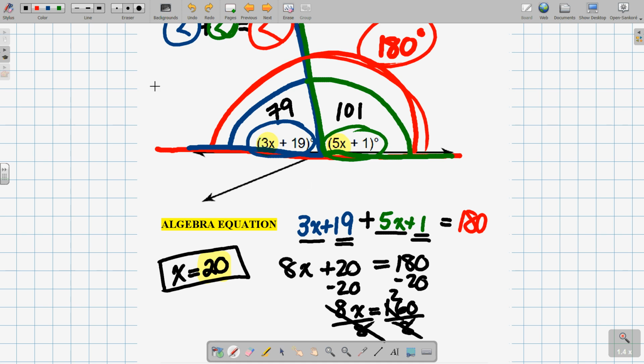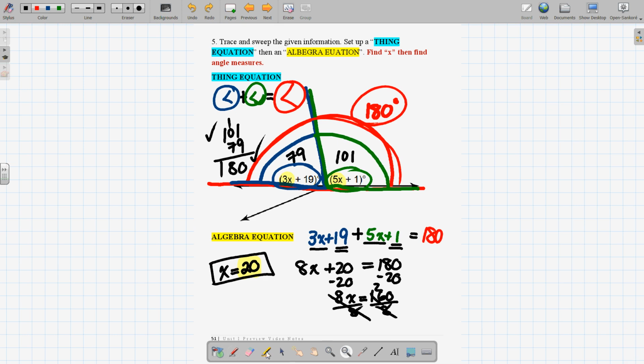Here's your check. 101, 79. Oh, ta-da, it's 180. Students, on a test, if I were to give this problem to you, I want to see things before algebra, and then I always want to see a check.